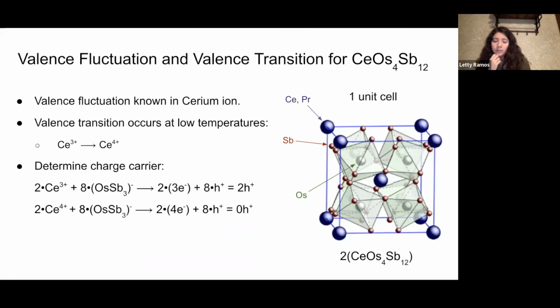So to determine the charge carrier per unit cell, there are 2 chemical formula units for every unit cell. And before the valence transition, when the cerium ion has a charge of 3+, the total charge carrier per unit cell is 2+. And then after the valence transition, when cerium exists as 4+, the charge carrier is 0.